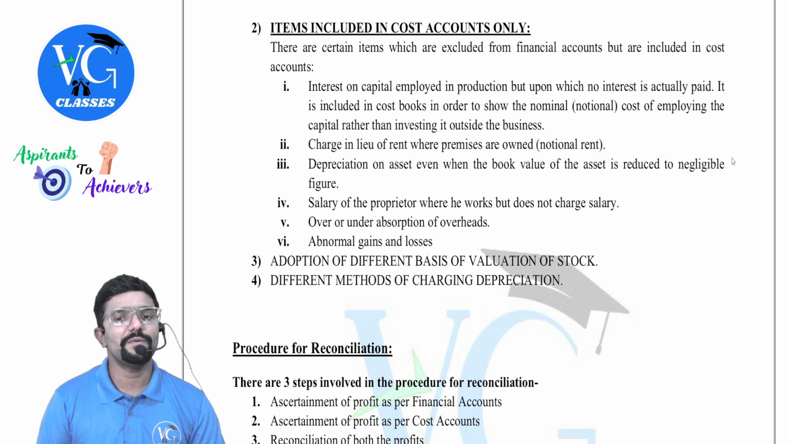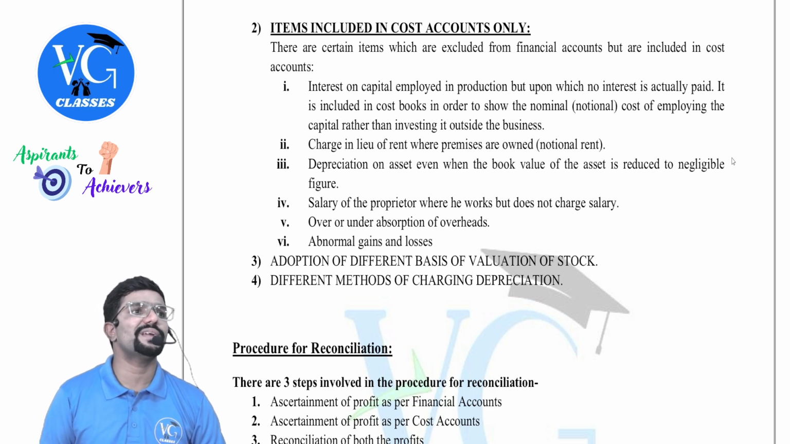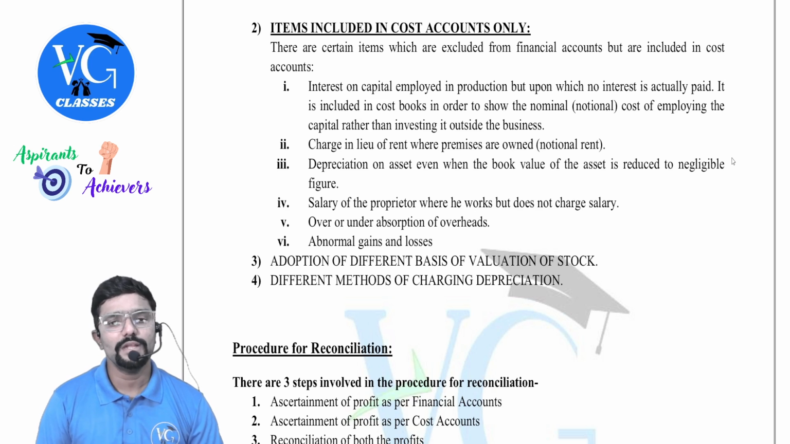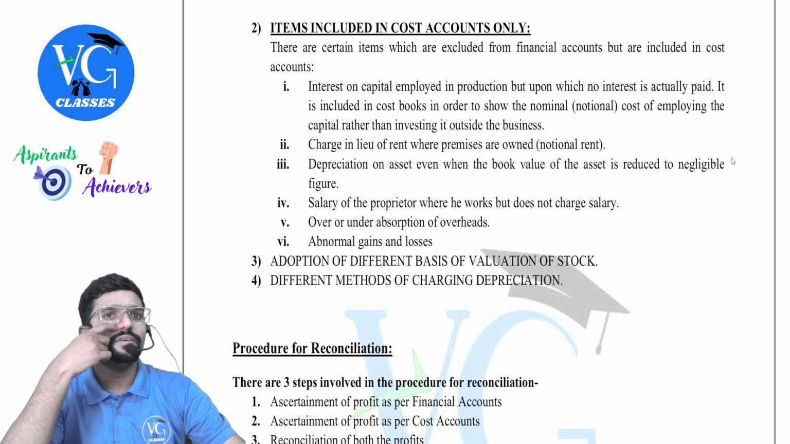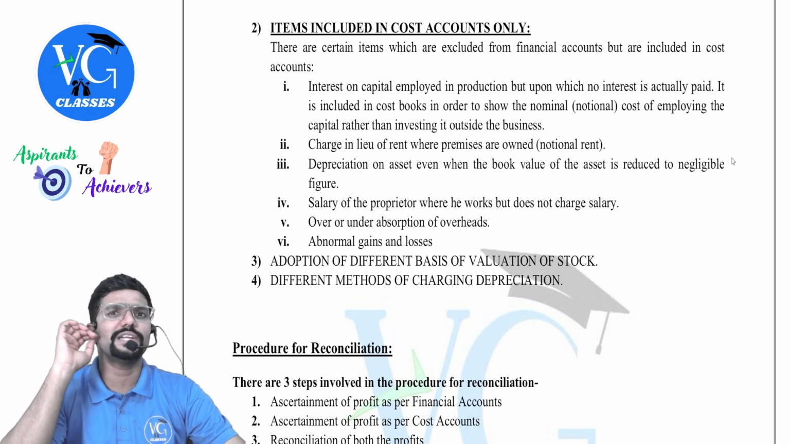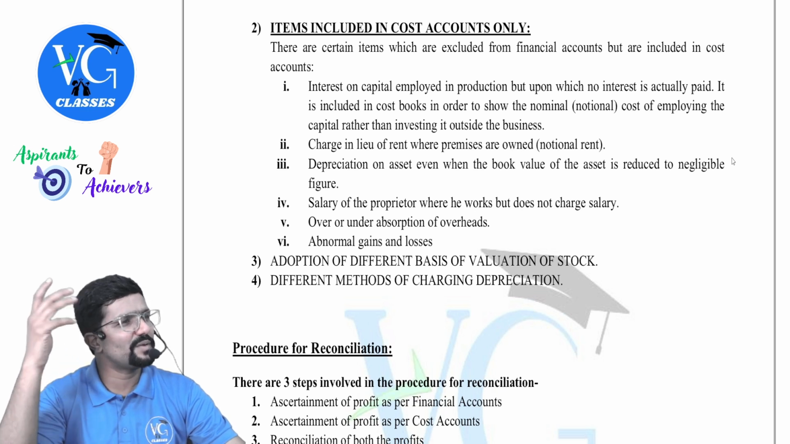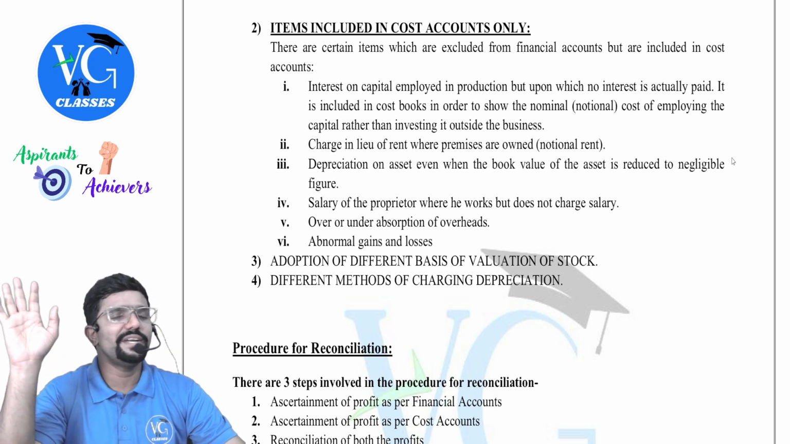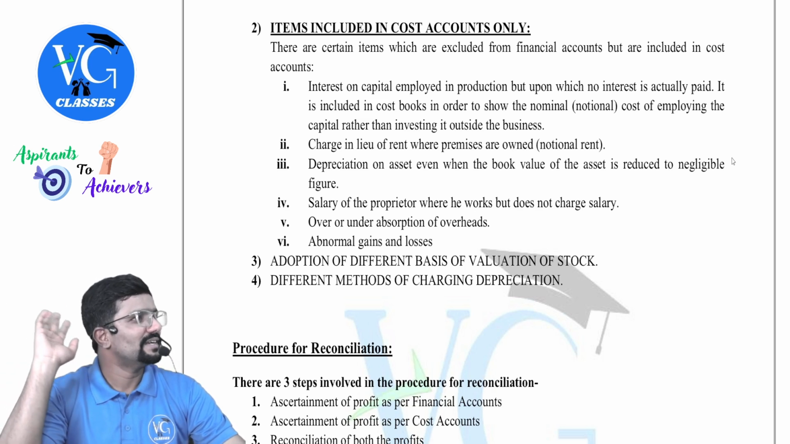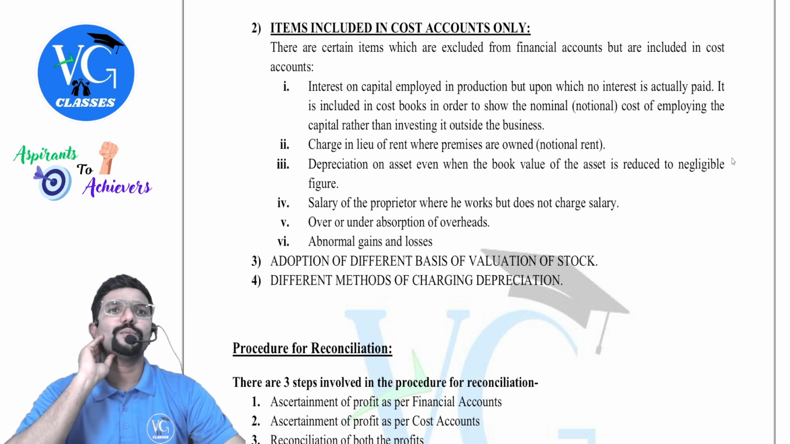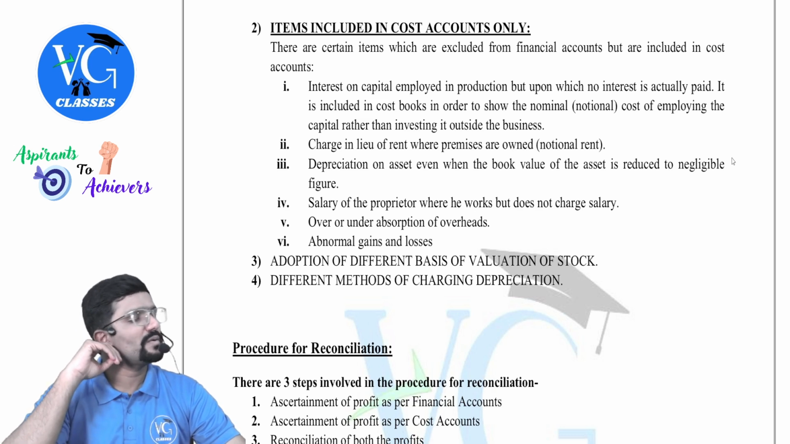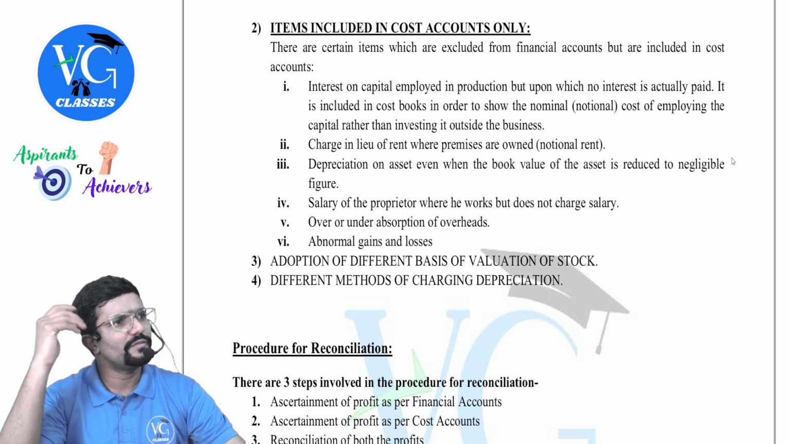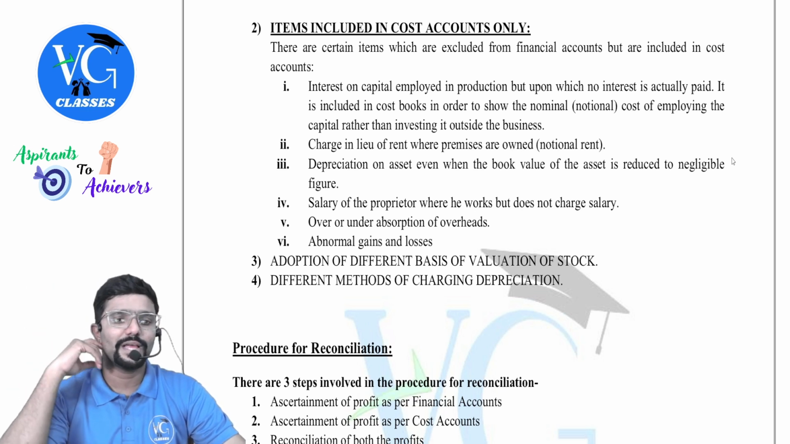Salary of the proprietor, where he works but does not charge salary. In bracket, you can write notional salary. Then over or under absorption of overheads. This concept is there only in cost books. We never have under absorption or over absorption in financial books. Why? Financial books we always prepare at the end of the year, no predetermined rate, nothing. Whereas in costing, if I am following a predetermined overhead rate to absorb the overheads, then it will lead to under absorption or over absorption. Due to this, will the profit change? Yes. It will have an impact.